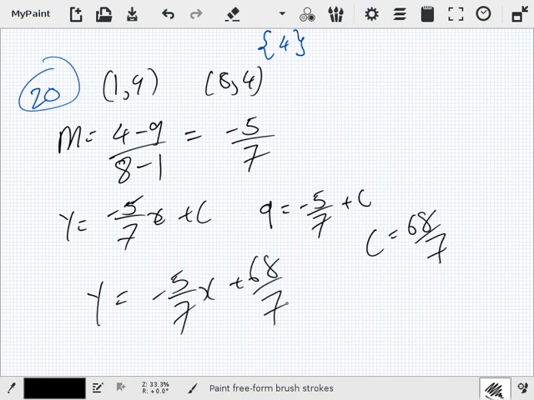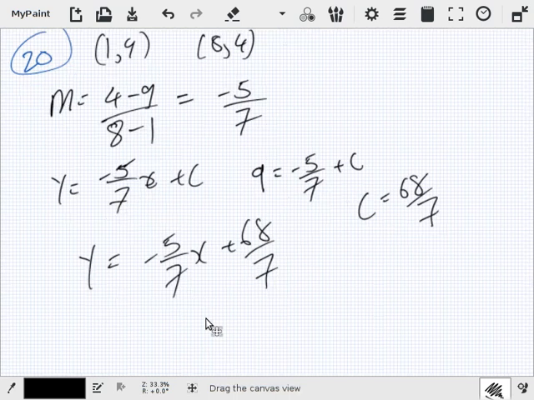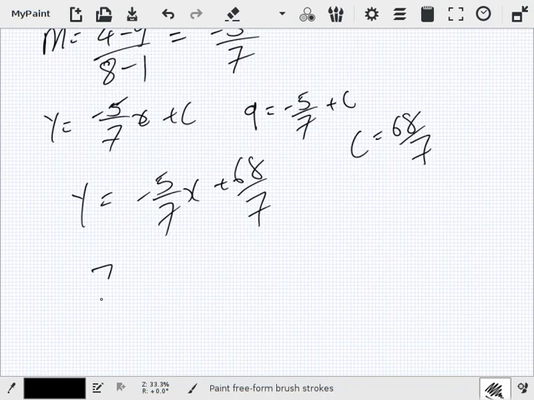Now if you stop there, that's wrong, because they're not natural numbers. So what should I do next? Multiply by 7. 68.